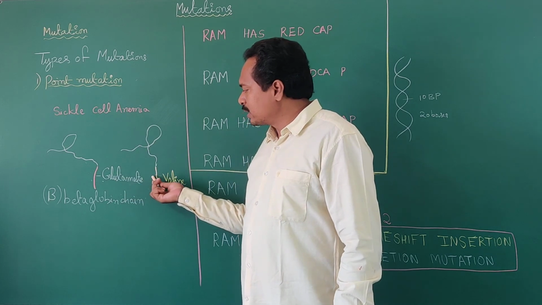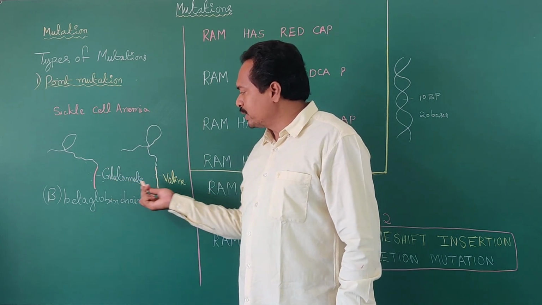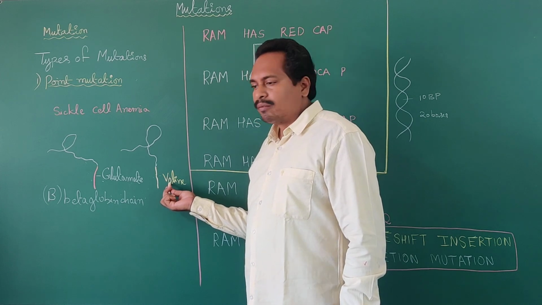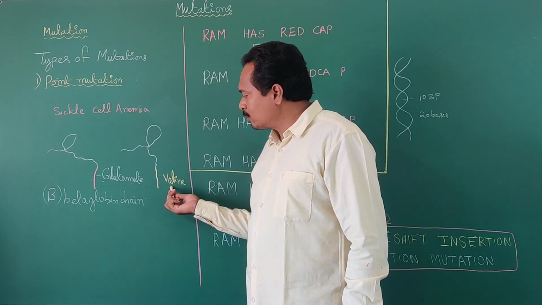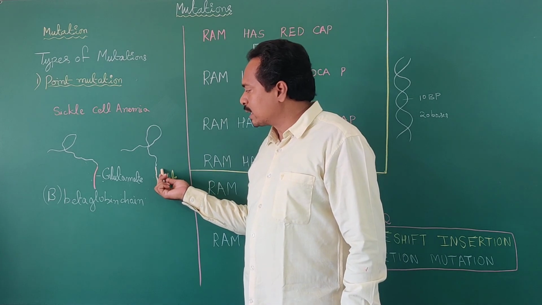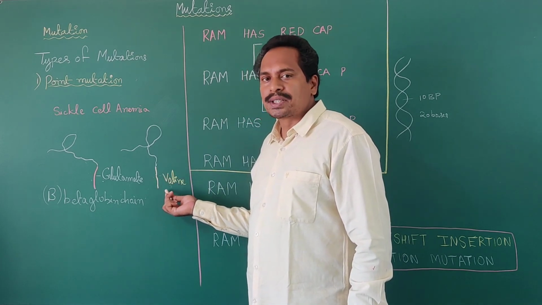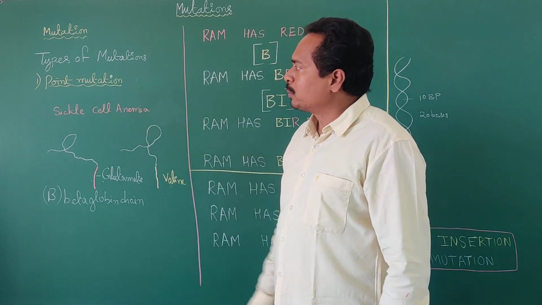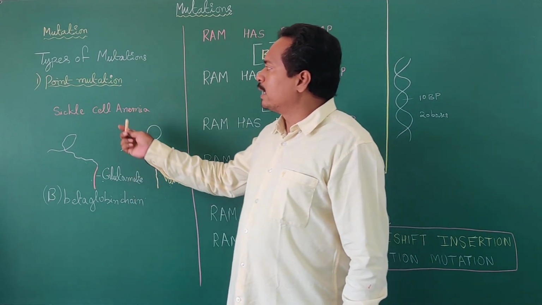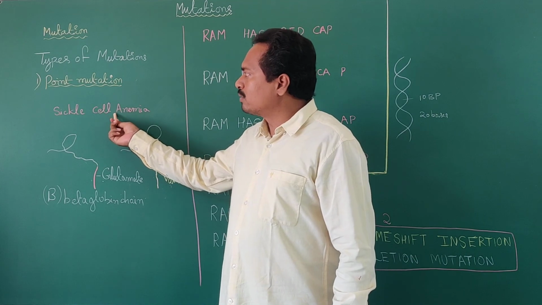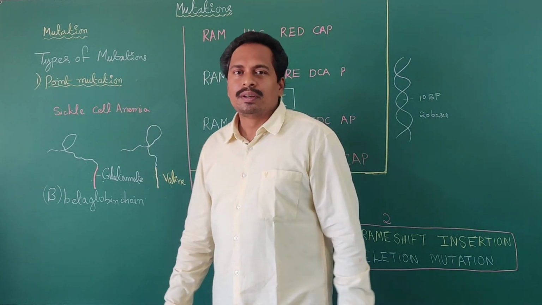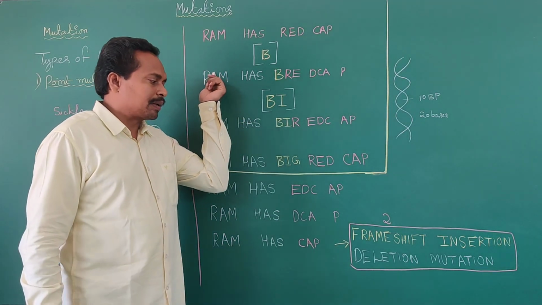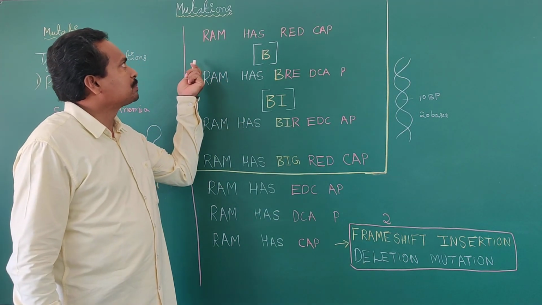Instead of the glutamate amino acid, which amino acid is formed? The valine amino acid is formed. Whenever the valine amino acid is formed, the blood cells turn sickle shaped. Okay, that is about point mutation. So sickle cell anemia is one of the examples of point mutation. And next, another one is the frameshift insertion or deletion mutation.